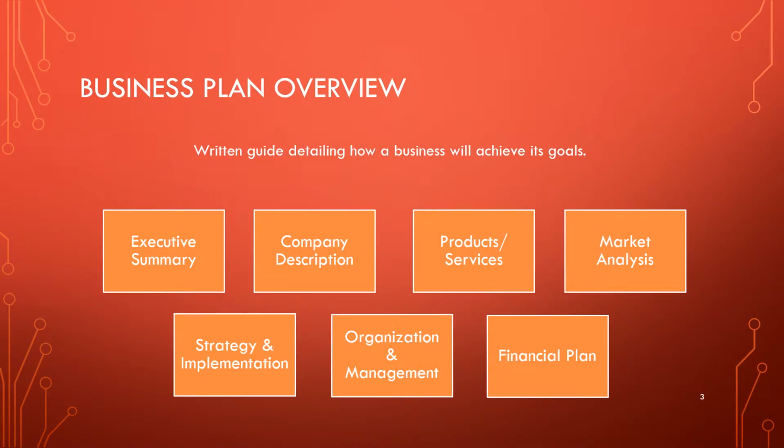Typically, a business plan has 7 sections at minimum. The first is the executive summary. The second is the company description. The third is the products and services. The fourth is market analysis. The fifth is strategy and implementation. Sixth is organization and management. And seventh is financial plan.